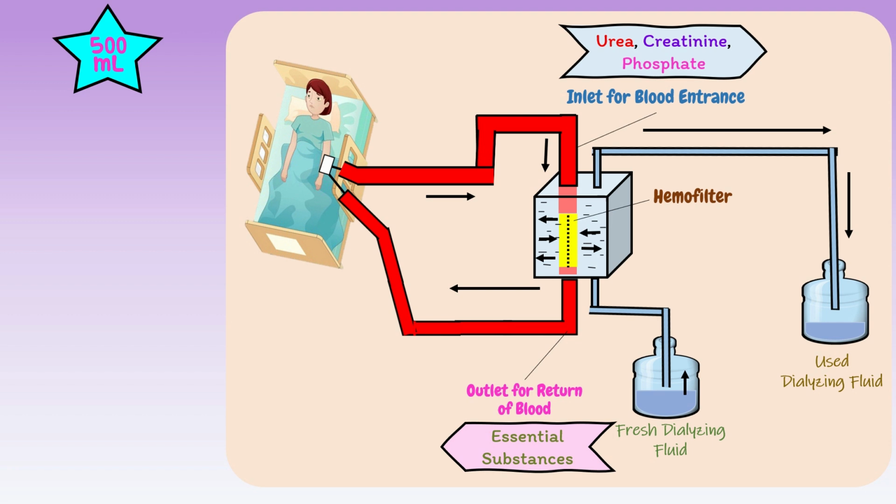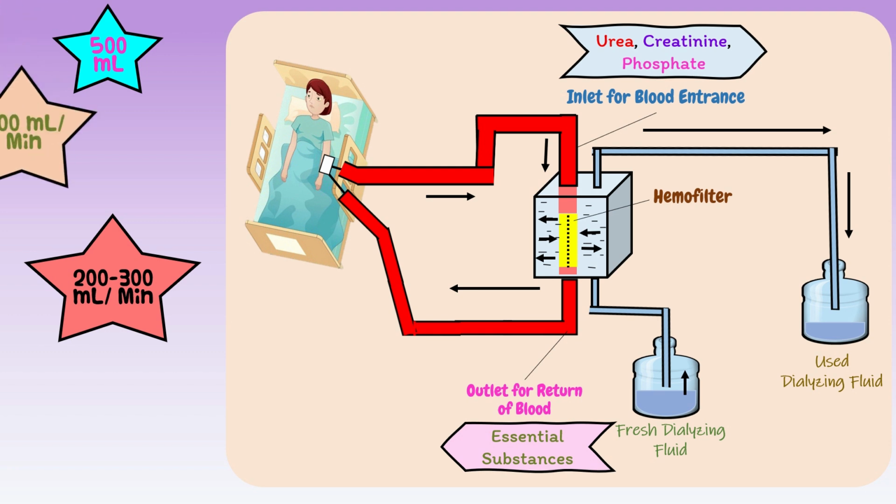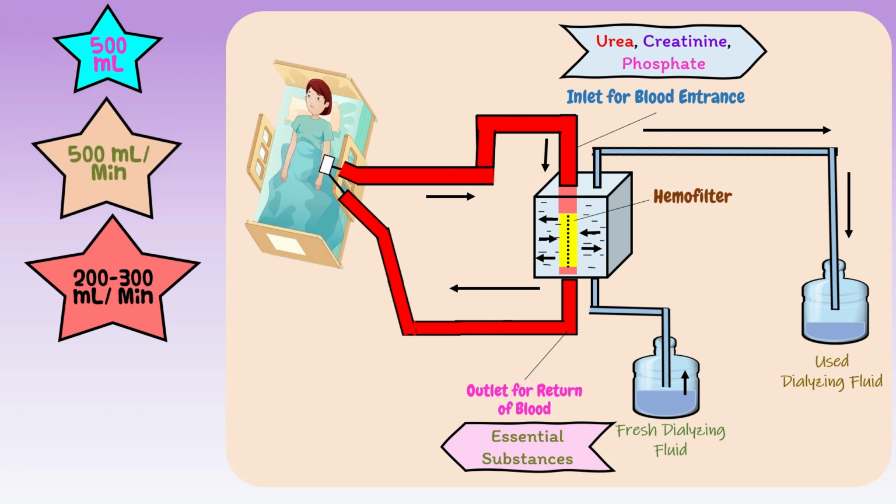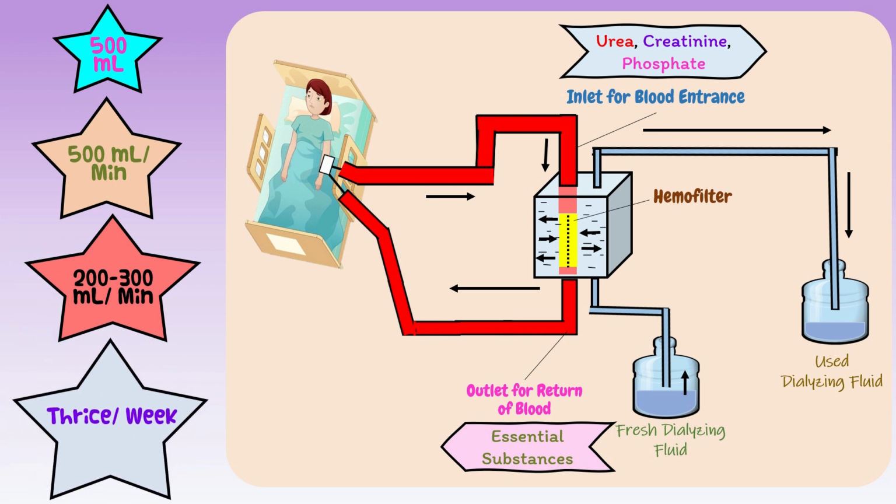The rate of blood flow through the dialysis machine is about 200 to 300 milliliters per minute. The rate of dialysate flow is about 500 milliliters per minute. Do you know what is the frequency and duration of dialysis? Well, the frequency and duration of dialysis depends upon the severity of renal dysfunction. Dialysis is done usually thrice a week in severe uremia. Each time, the artificial kidney is used for about 6 hours.